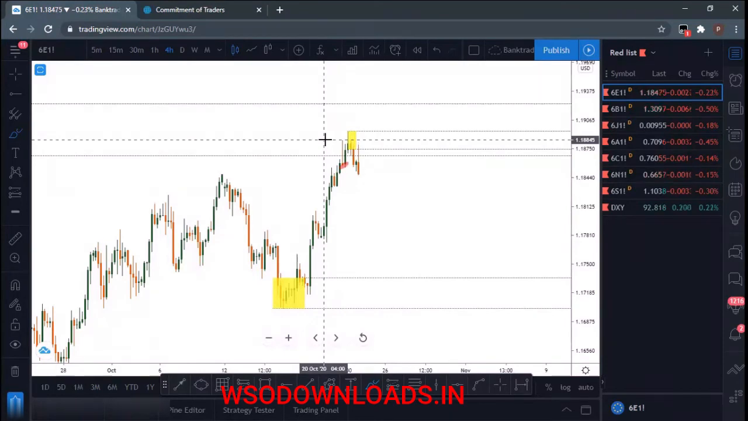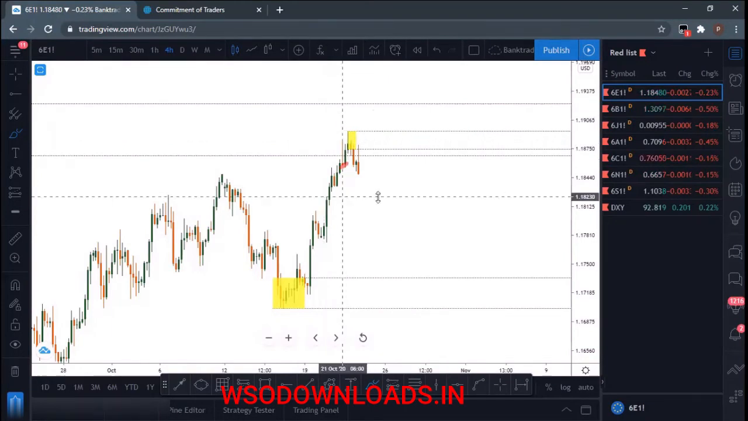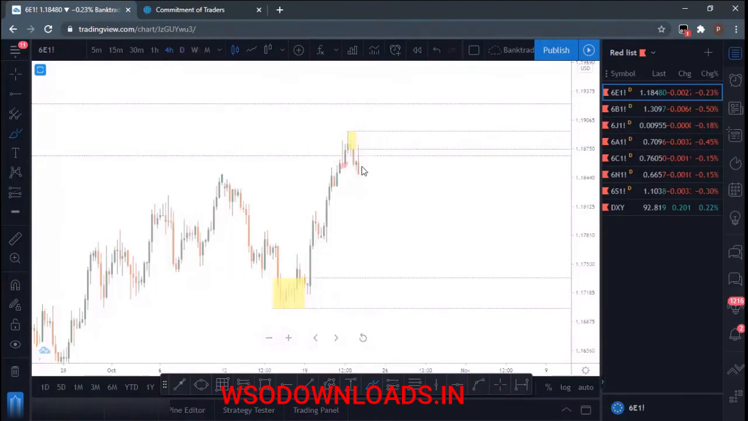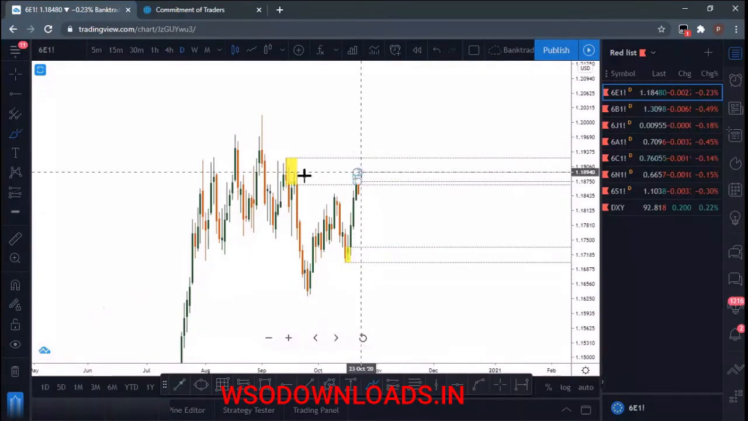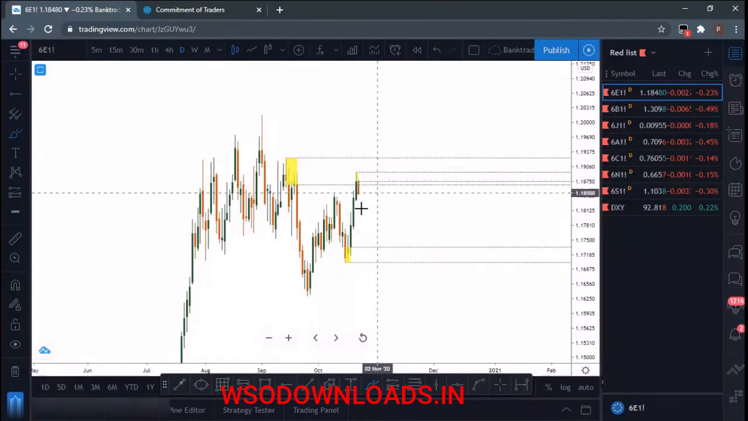So you should rather be selling here. If you're going to be taking a trade here, it should be a sell trade. You cannot be buying here. There's no one who's interested in buying at an expensive price. You'd rather be buying down here, but here you cannot be buying. Here you need to be selling.